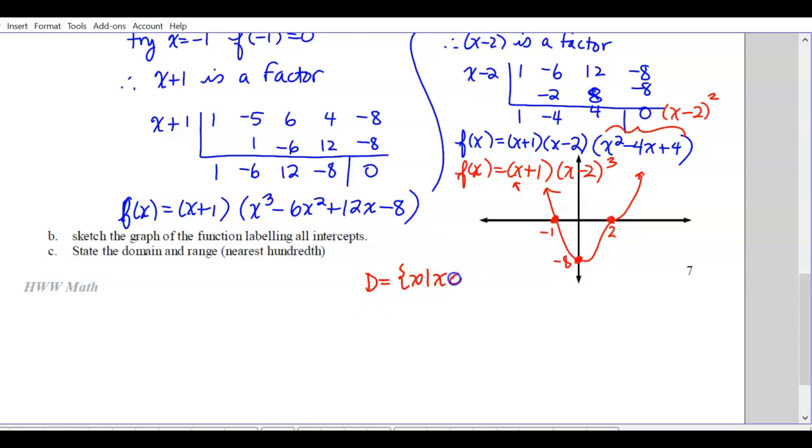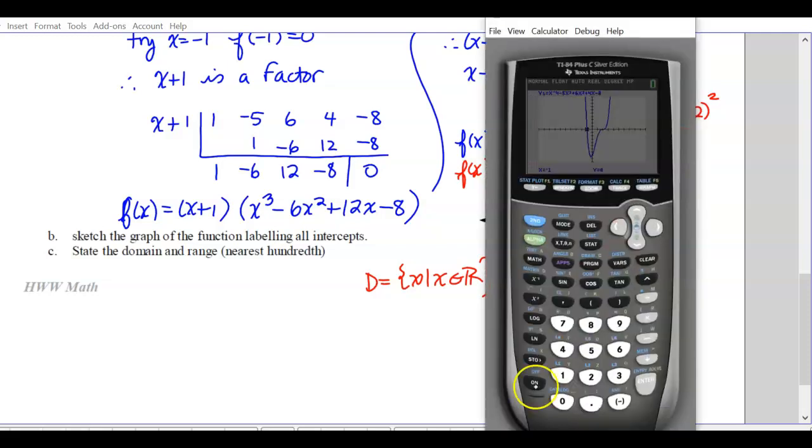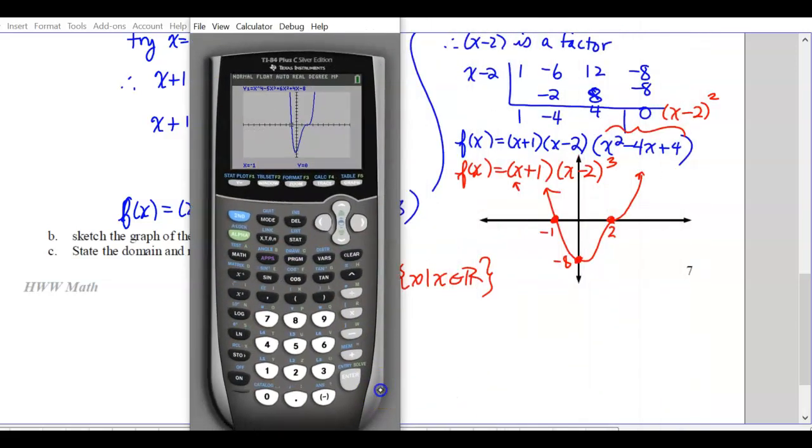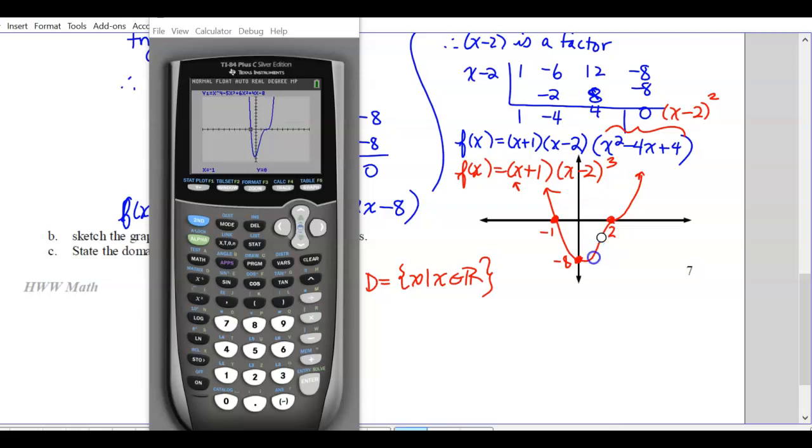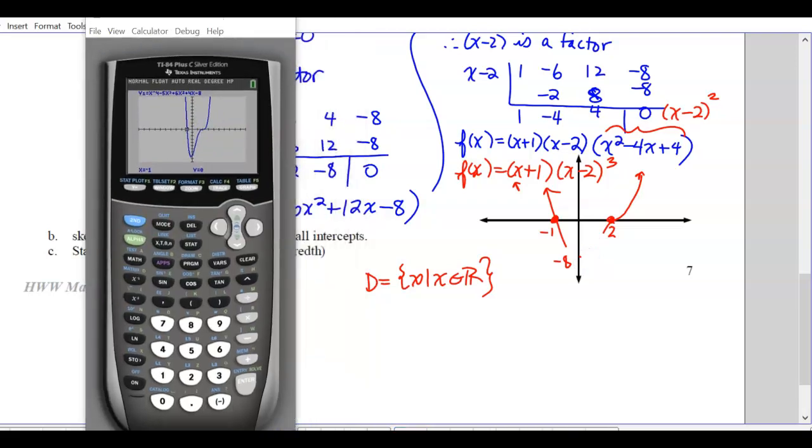The range, you're going to actually need to use your calculator for this one. When you get to calculus, you'll be able to figure it out. But right now we can't. So on your calculator, find the minimum value. So actually, it goes through, I can fix that a little bit. Let me just fix this up a little bit. Minimum's going to be a little bit below there.